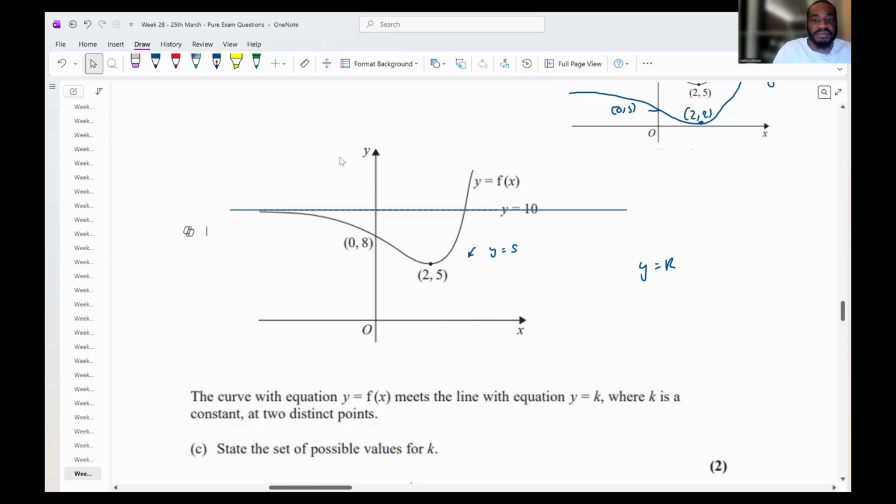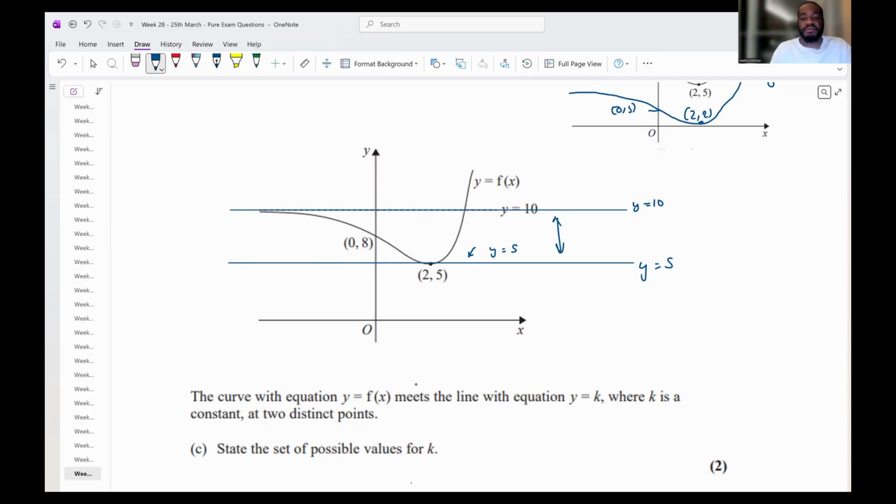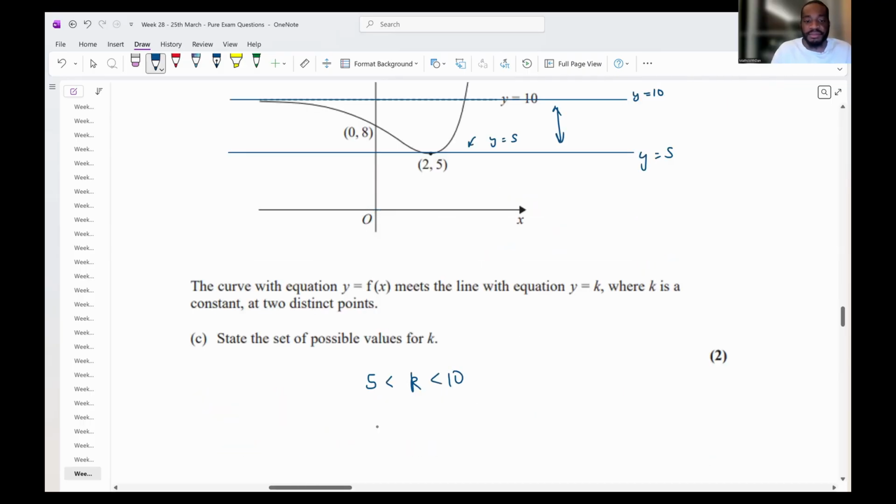Does that make sense, guys? Yeah. So let's just put another one there like that. Anything between these two, y equals 10 and y equals 5, that line is going to cut twice. Do you guys agree? Between this range here. So the answer is just going to be between 5 and 10. Yeah? Good stuff. Fantastic. Right?